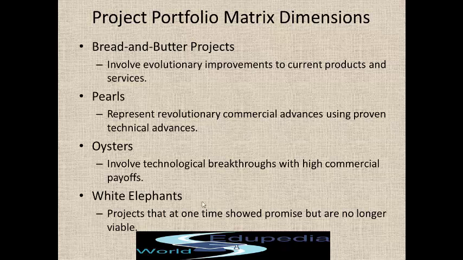White elephant projects showed some promise, but they are no longer viable. Basically, you put more money into a white elephant project. It's like a black hole. It keeps sucking all the money, and you don't get much out of white elephant projects. With this, I stop the project selection and strategy section of project management.